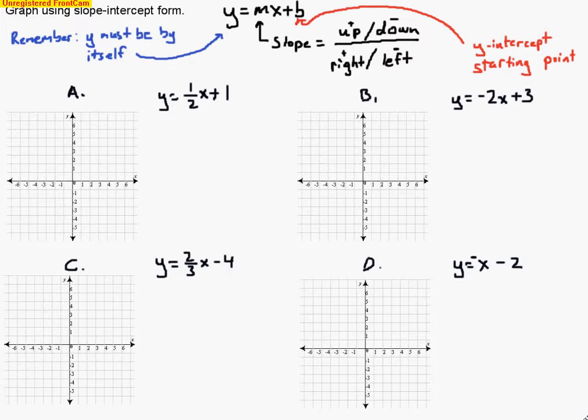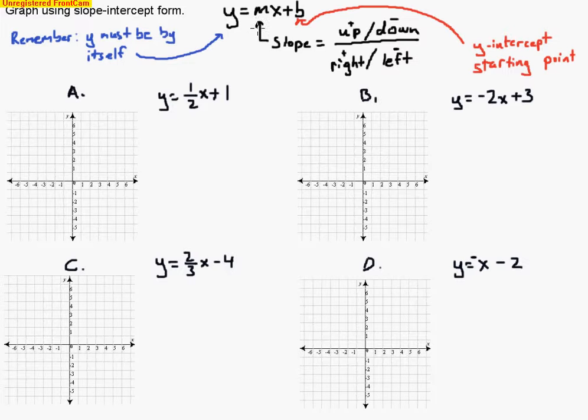The directions ask us to solve or to graph using the slope-intercept form. So remember, the slope-intercept form I've written for you up top. And what we have to remember, and I wrote this important part down, is that y must be by itself. So it has to be y equals something. And in this case, the slope-intercept form is the x term plus a constant, so mx plus b.